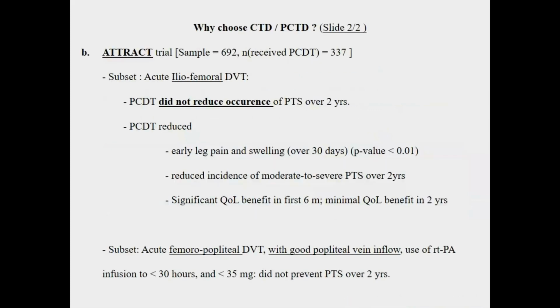However, another trial, which is called ATTRACT trial, which has included more than double the sample number, divided their patients into two subsets, iliofemoral deep vein thrombosis and femoropopliteal deep vein thrombosis. In their iliofemoral subset of acute deep vein thrombosis, they showed pharmacomechanical catheter-directed thrombolysis did not reduce the occurrence of post-thrombotic syndrome in 2 years period.